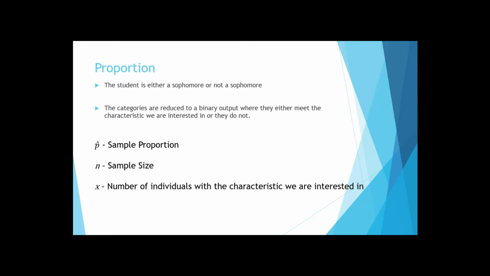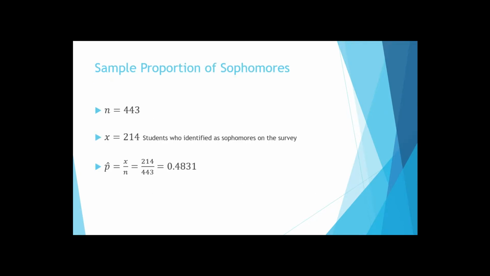n is going to be our sample size, so this would be the total number of individuals that were surveyed, and x would be the number of individuals with the characteristic that we're interested in. We're interested in individuals that are sophomores. Now let's take a look at calculating our sample proportion for the sophomores. Recall from one of our previous slides, we had the frequency table, and we saw that the sample size for all of the students was 443. That's where we're getting the value of n from. x represents only individuals that identified as sophomores on the survey, and there were 214 sophomores.